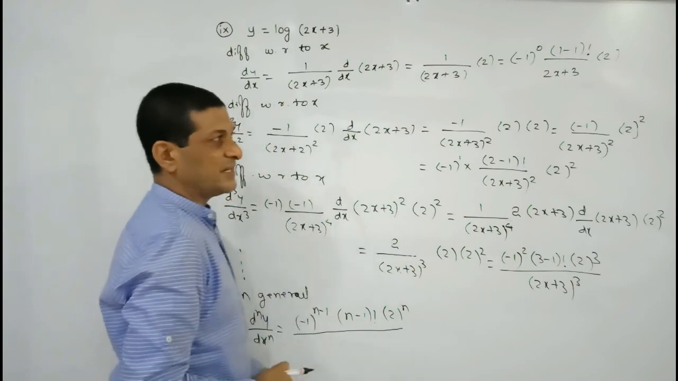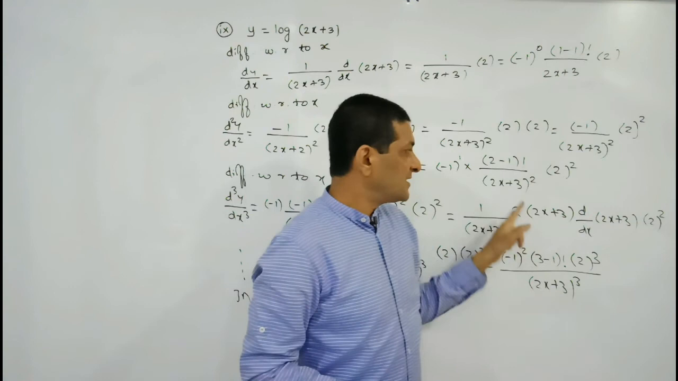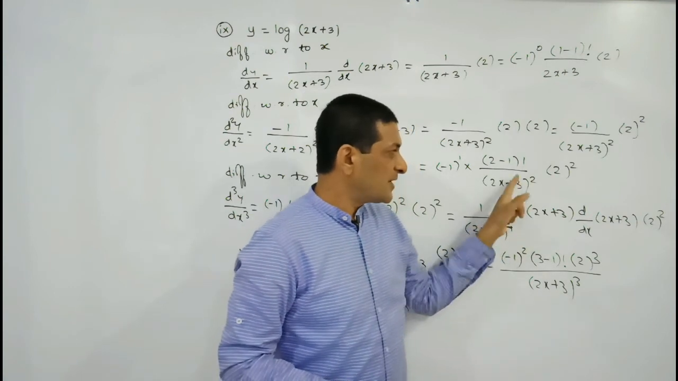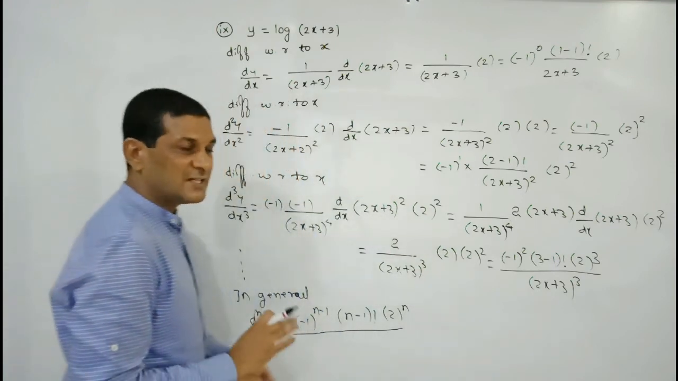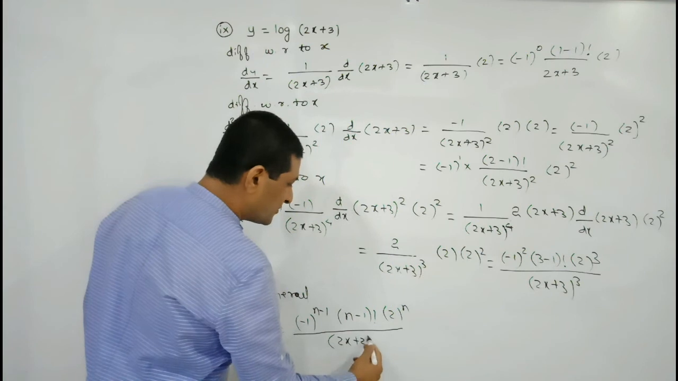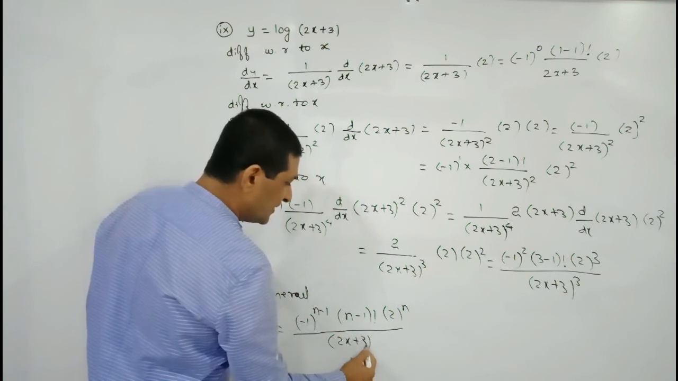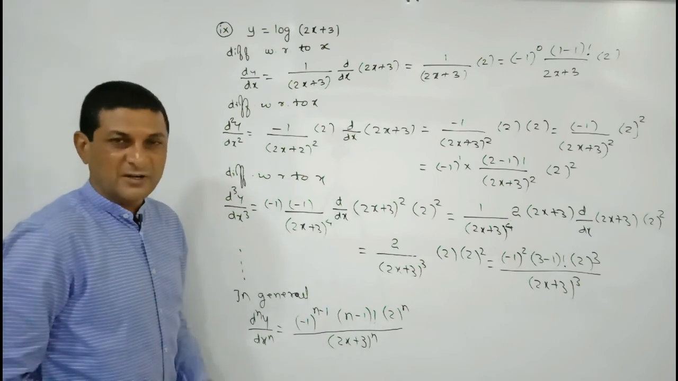Observe the denominator very carefully. In the first order derivative, power of 2x plus 3 is 1. In second order derivative, power of 2x plus 3 is 2. In the third order derivative, power of 2x plus 3 is 3. So we can say that in nth order derivative, power of 2x plus 3 will be n. In this way we have got the value of nth order derivative.